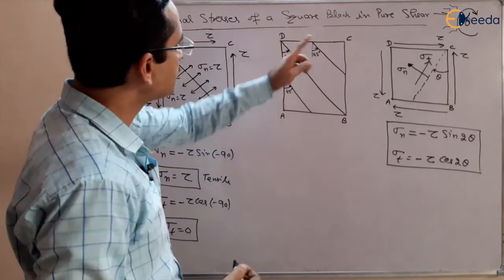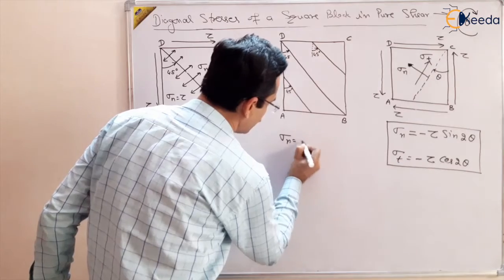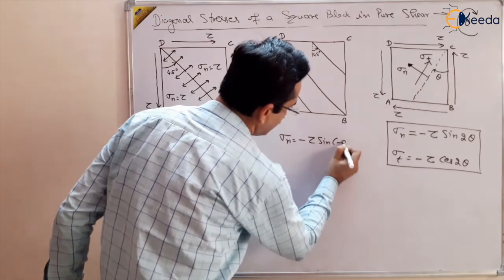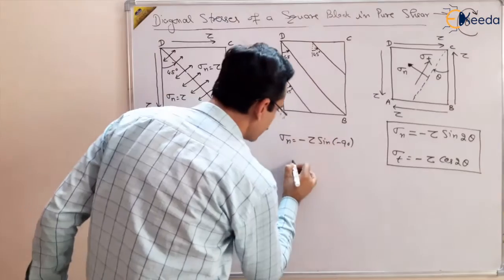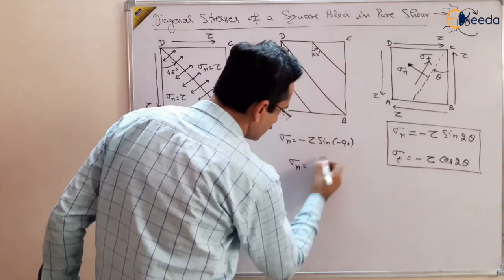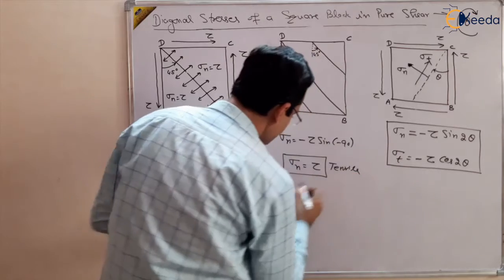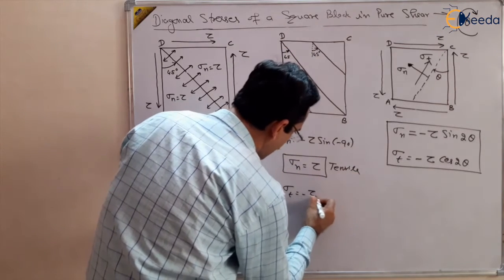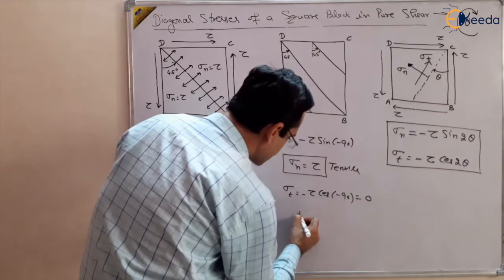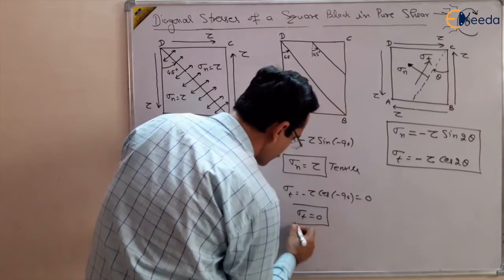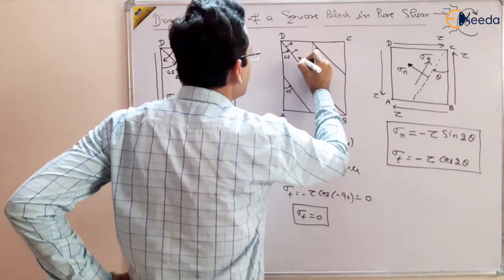So if these three angles are the same, the same condition exists here also, that sigma n will be equal to minus tau sine minus 90 for each case, whatever planes are there, infinite planes. So for all planes, sigma n will be equal to tau, and it is tensile, and sigma t will be equal to minus tau cos minus 90, which is equal to 0. So this means sigma t will be equal to 0. So on these planes you will get normal stresses in tensile condition.